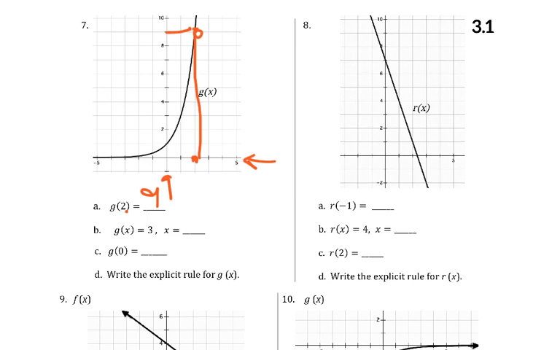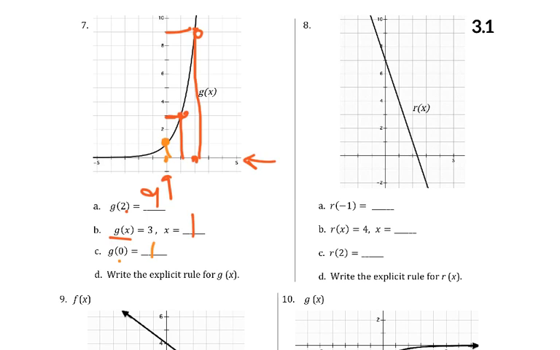g of x equals 3. Now that means that's my output, so I go here to 3, over to where my graph hits. What's my input? It's 1. So x equals 1. g of 0, input of 0 right here, go up to where my graph is, and it crosses at 1. So g of 0 equals 1.